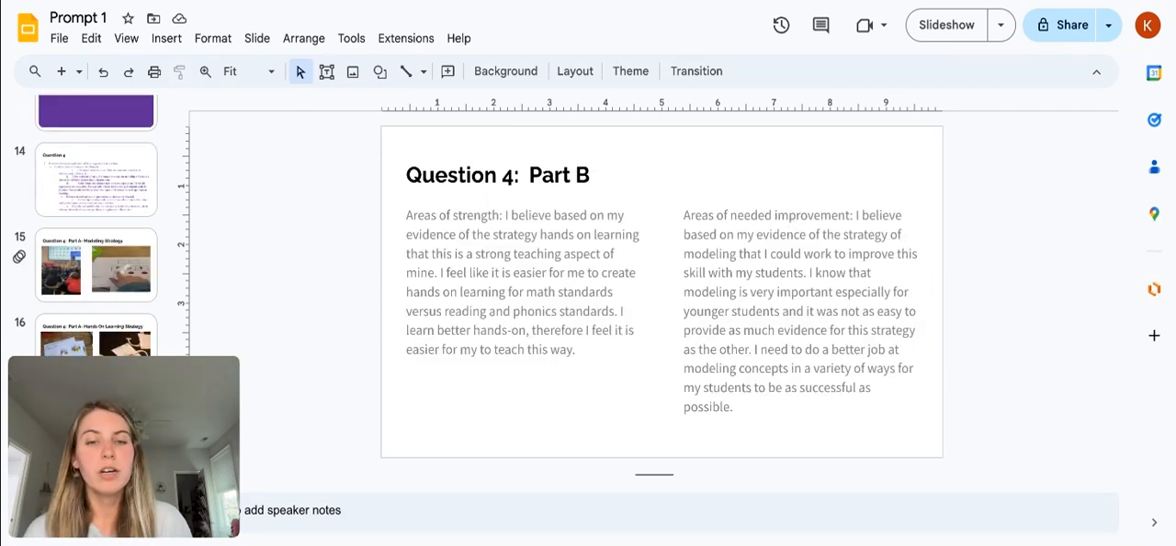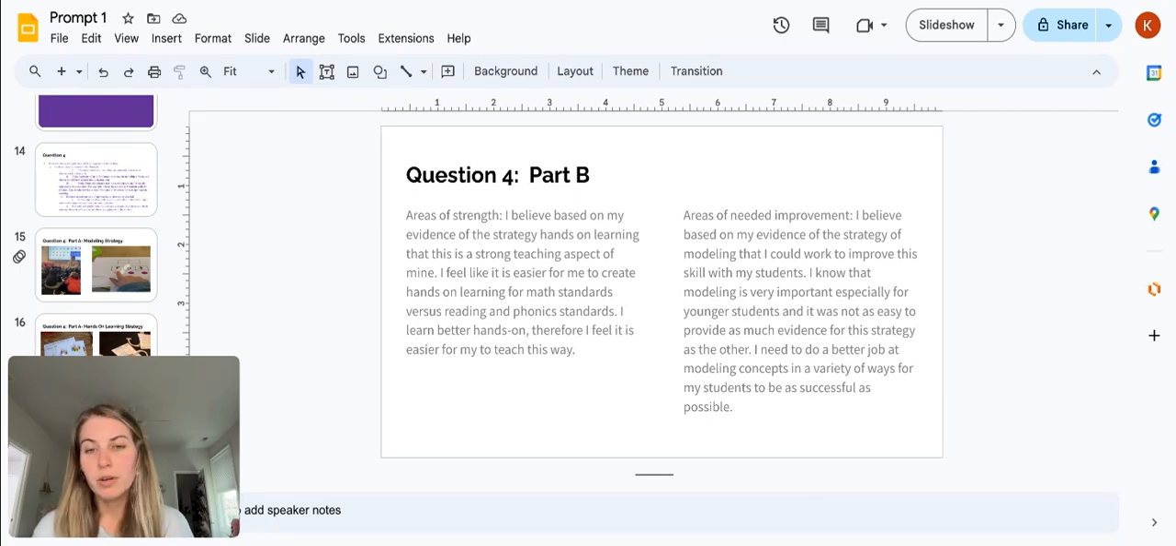So, areas of strength. I believe, based on my evidence of the strategy of hands-on learning, that this is a strong teaching aspect of mine. I feel like it is easier for me to create hands-on learning for math standards versus reading and phonics standards. I learn better hands-on, therefore, I feel it is easier for me to teach this way.